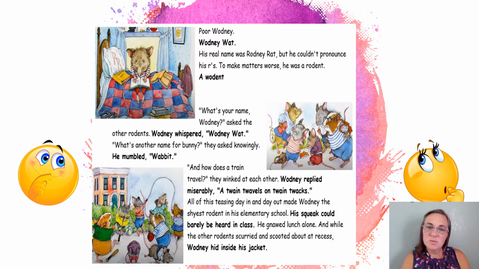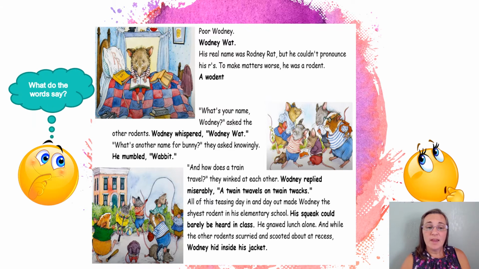Let's practice doing this work using our shared reading text from today. Remember, in this section we were reading about Rodney. So let's think about what kind of character Rodney is. First we think, what do the words say? We look back through our shared reading text and find what the words say about Rodney. Here are some things that I found. It says that when Rodney talks, he whispered and he mumbled. It says that he gnaws lunch alone and that he hides inside of his jacket.